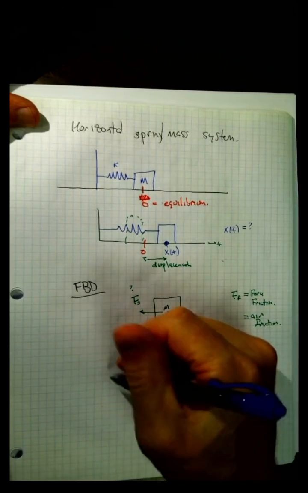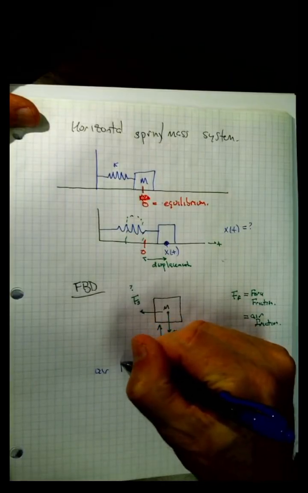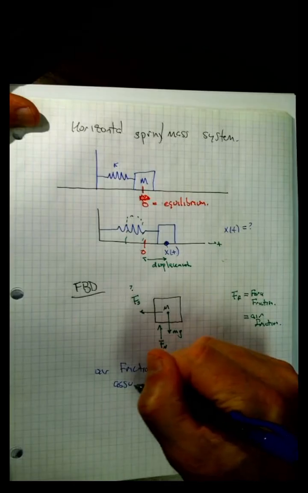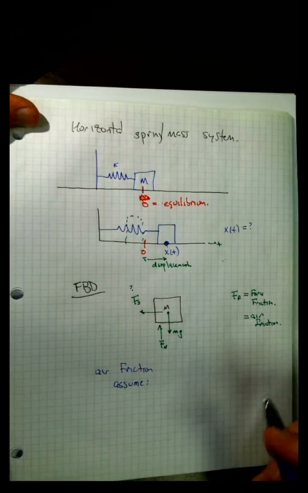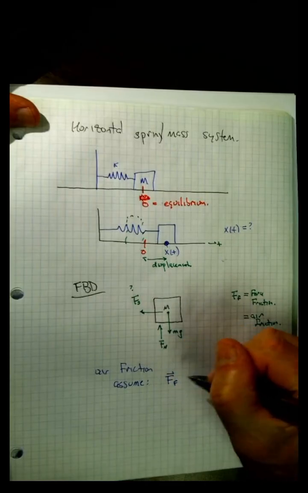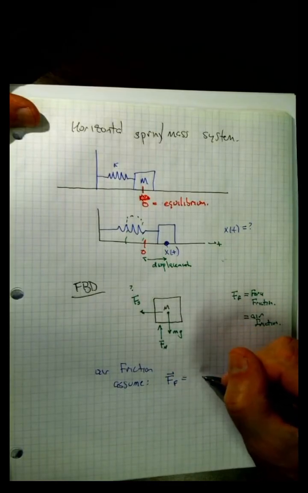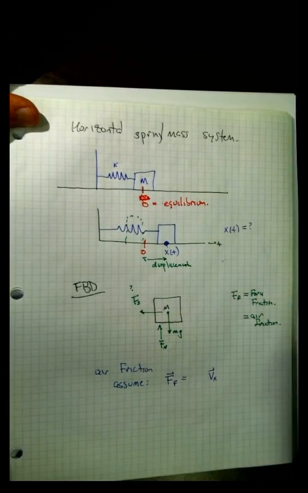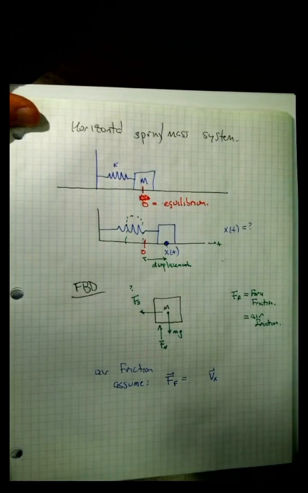And so now for air friction, and this is just a modeling assumption. There's different ways to do this. We're going to assume that the force of friction due to the air is going to be proportional to the velocity. So the idea being is if you double the velocity, you're going to double the force of friction. If you reduce the velocity, you're going to reduce the force of friction.